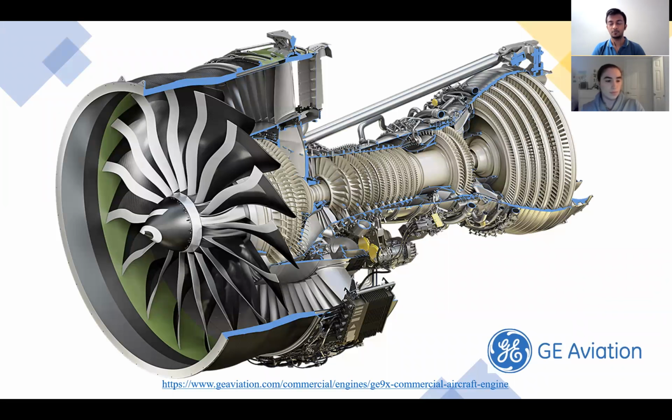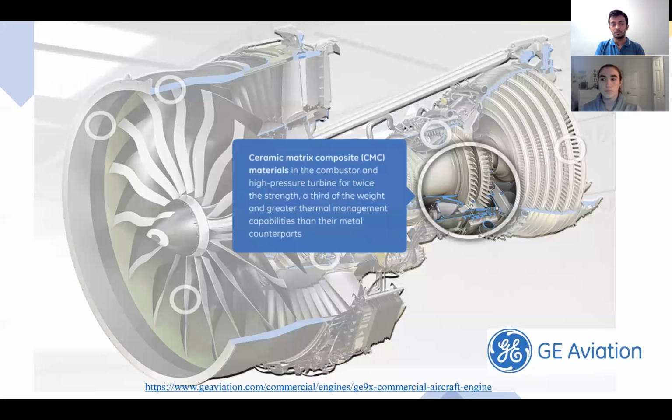Now this is one of the most recent applications of CMCs developed by General Electric Aviation. This is the brand new General Electric 9X engine, and this engine employs CMCs in the combustion section of the engine. So this is where they actually use the ceramic matrix composites.